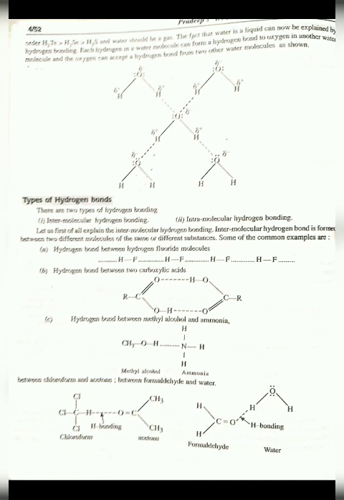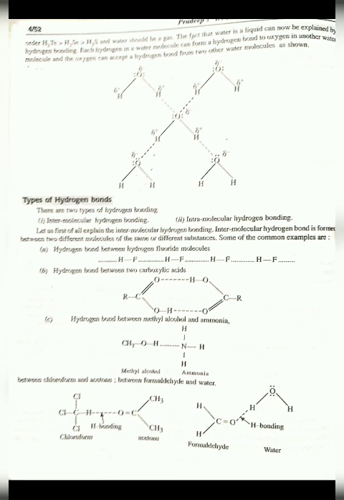Types of hydrogen bonds. There are two types of hydrogen bonds. First, intermolecular hydrogen bonding. Second, intramolecular hydrogen bonding. Let us first of all explain the intermolecular hydrogen bonding. Intermolecular hydrogen bond is formed between two different molecules of the same or different substances.